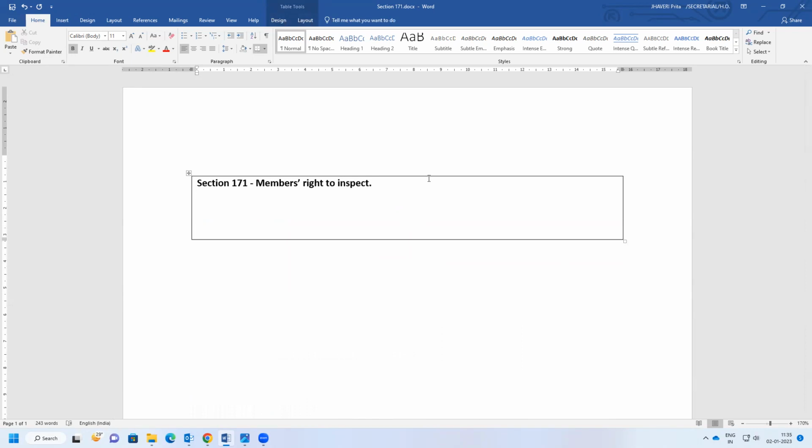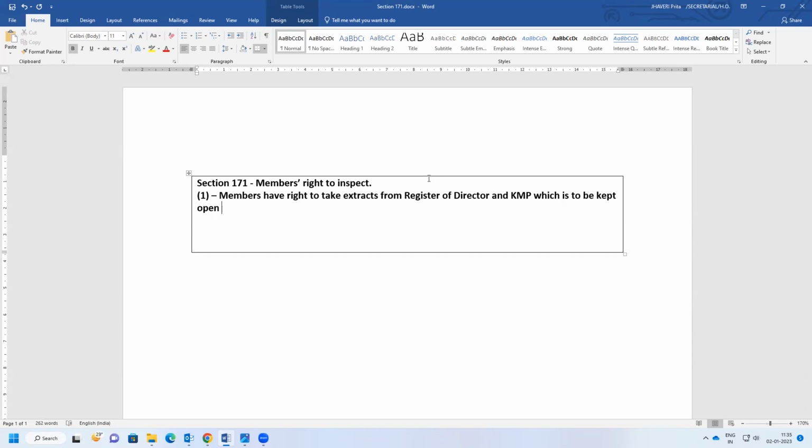1 में members have right to inspect, right to take extracts from register of directors, which is to be kept open at registered office for inspection during business hours.